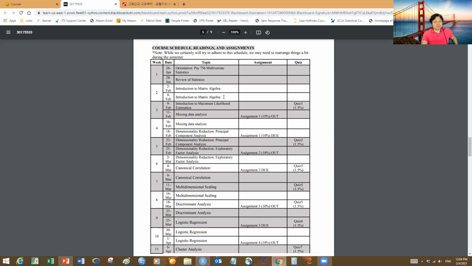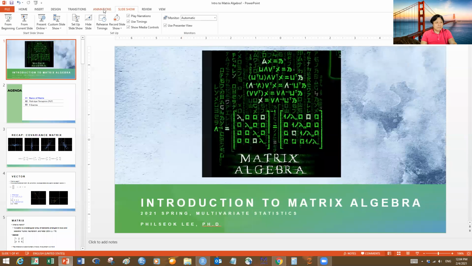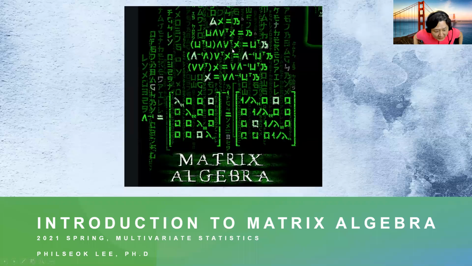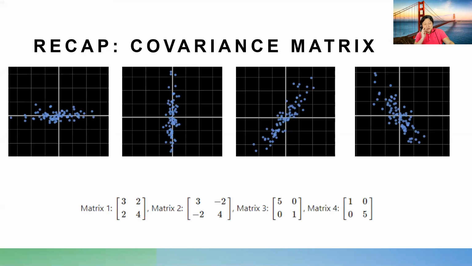So let's talk about it. Matrix algebra. First, the basics of a matrix. In the last class, you learned about the covariance matrix, right? So this is kind of a pop quiz.